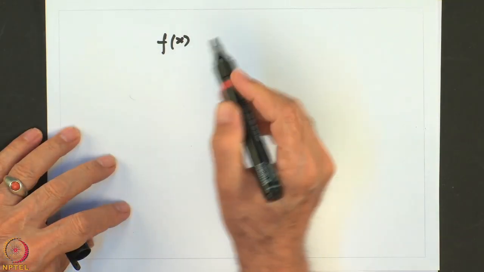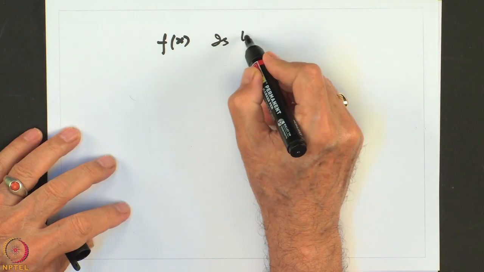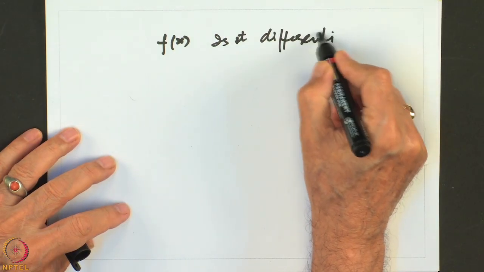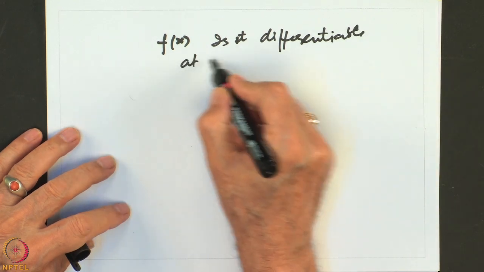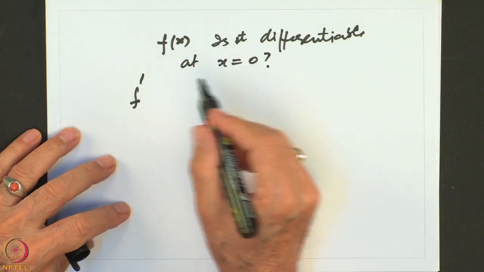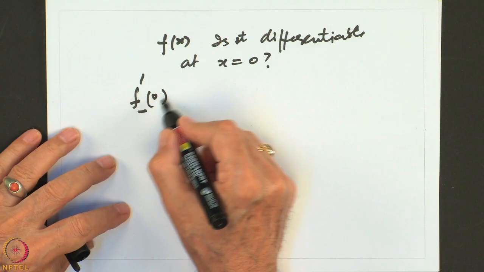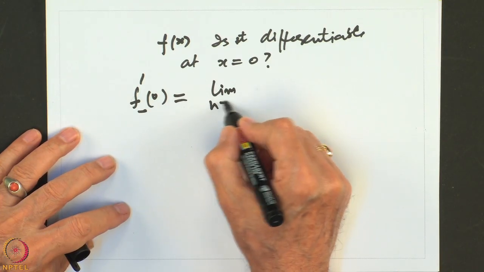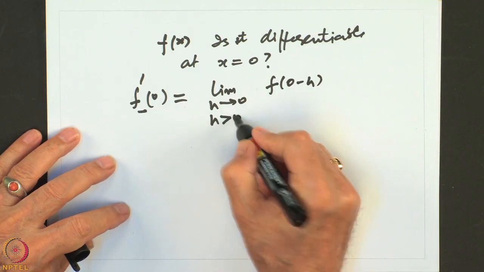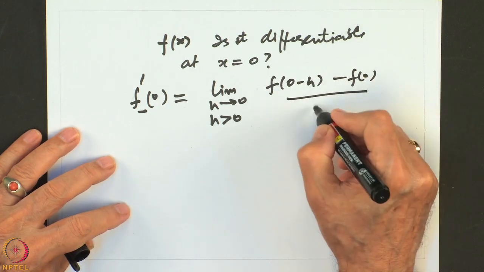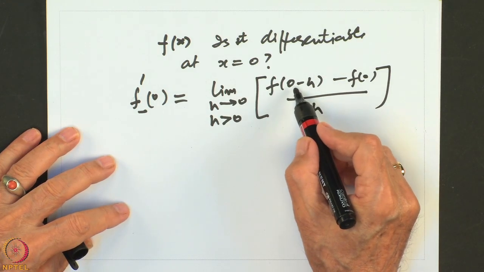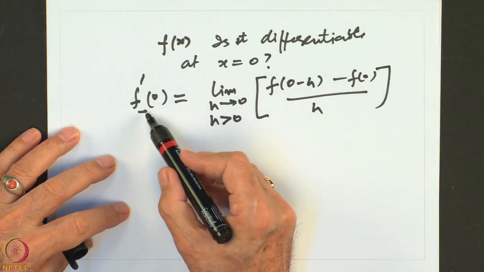So, f of x, we want to know, is it differentiable at x equal to 0. To find that, let us compute the left hand derivative at the point 0. By definition this is the limit as h goes to 0 of f of 0 minus h, let us take h positive, minus f at 0, divided by h. When you take 0 minus h, you are on the left side of 0. So, you are computing this limit on the left side of 0.